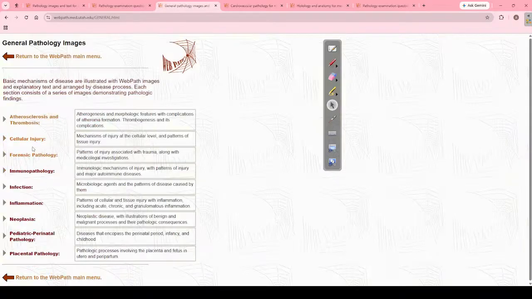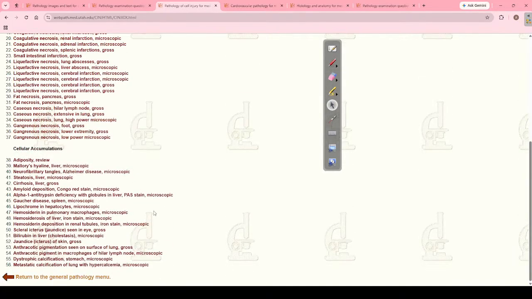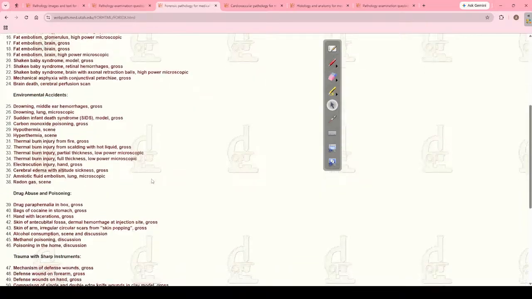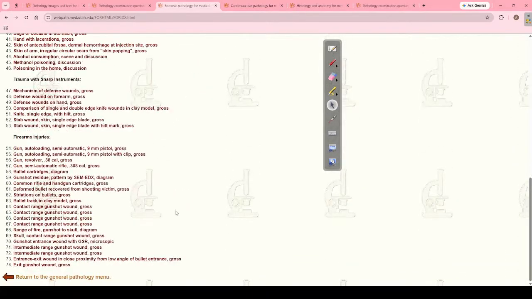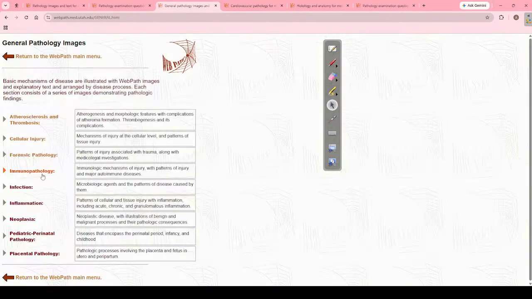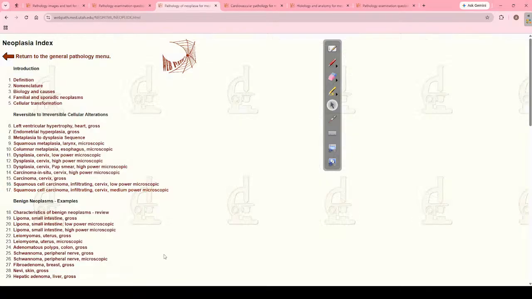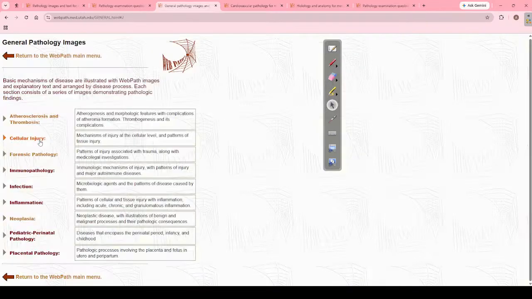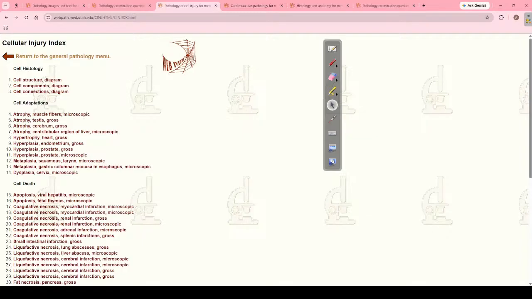Next we'll do injury and forensic pathology. Forensic pathology is more beautiful. Then neoplasia, I think neoplasia might be this section. If I have good pathology slides, it's good. So I will stop this for now.